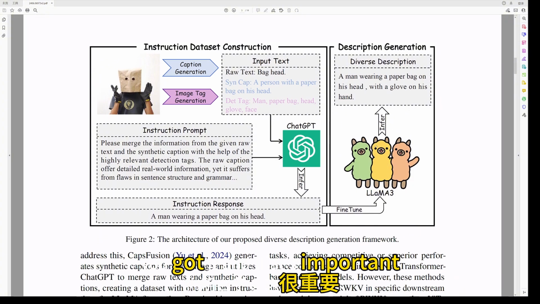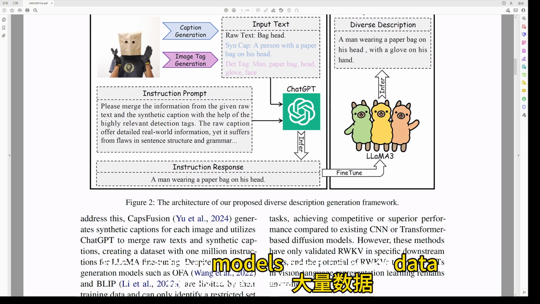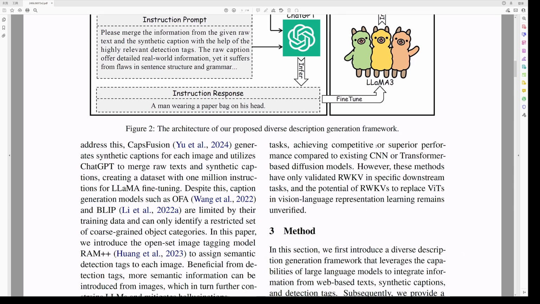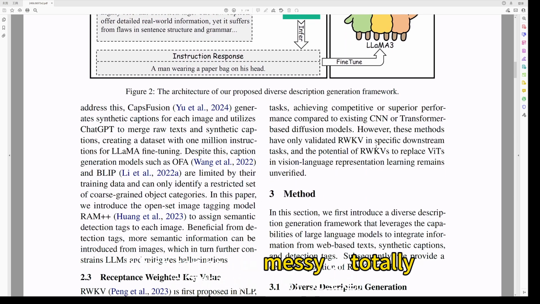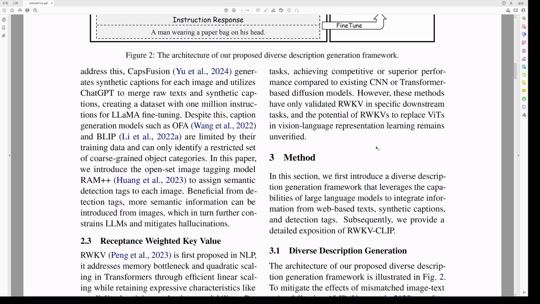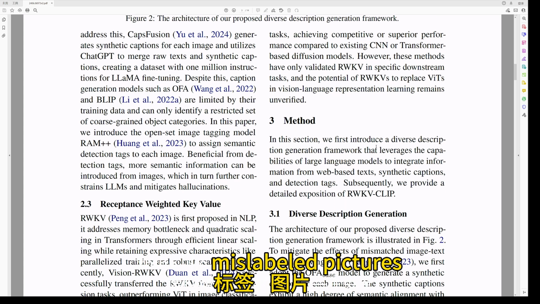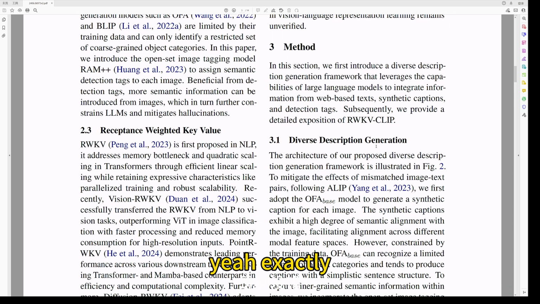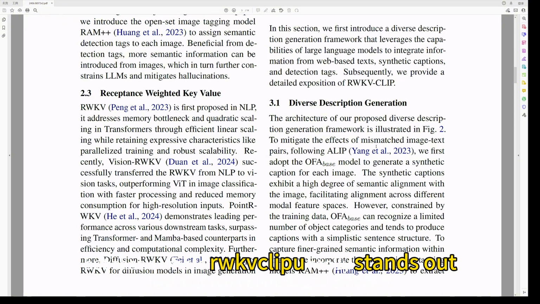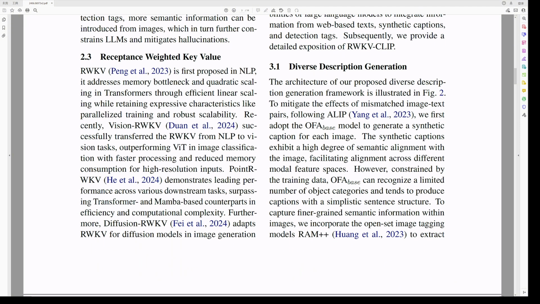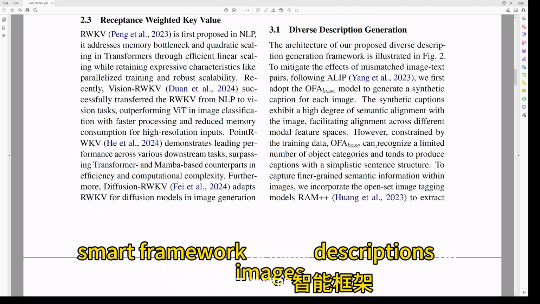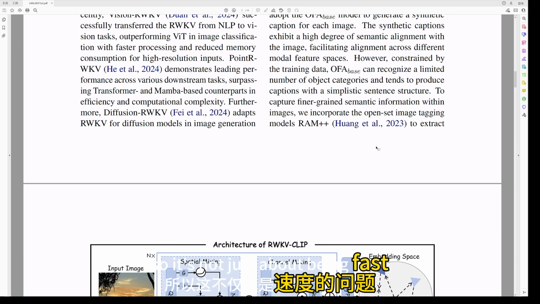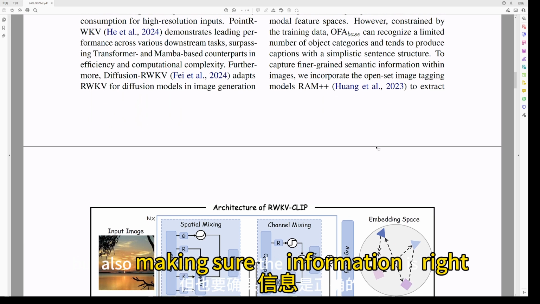You got it. And that's important because these models need so much data. Yeah, we're talking massive data sets of images and text. Tons of it. And usually scraped from the internet, which can be a bit messy. Oh, totally. Think like mislabeled pictures, bad grammar in the descriptions, all kinds of problems. Yeah, exactly. But that's where RWKV-CLIP really stands out. It uses this really smart framework to make descriptions for images, even if the original data is kind of bad. So it's not just about being fast, but also making sure the information is right.